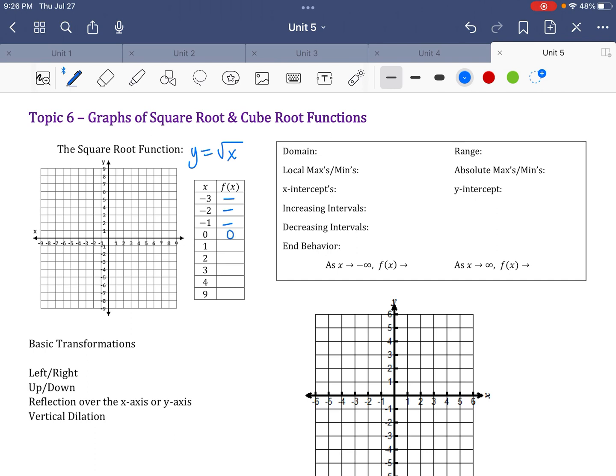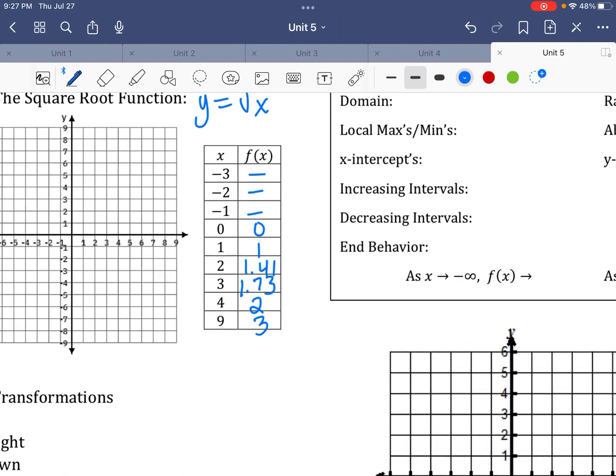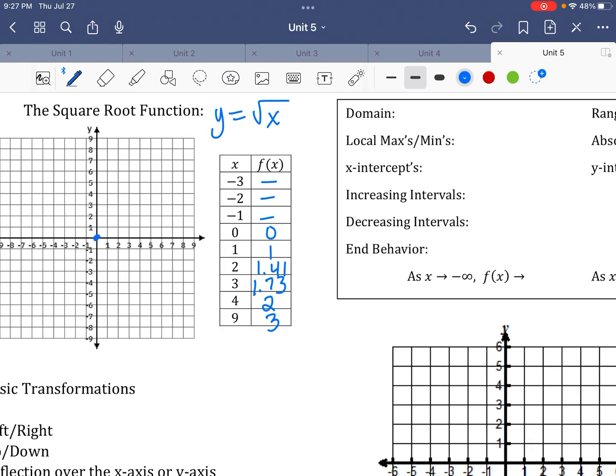So none of these would have solutions, but the square root of 0 is 0, square root of 1 is 1. Square root of 2 you would need to put in your calculator, but it comes out to about 1.41. The square root of 3 comes out to 1.73. Square root of 4 is 2, square root of 9 is 3. So I just did those so you could see that you get some decimals and then also some whole numbers. But basically, you end up with this.